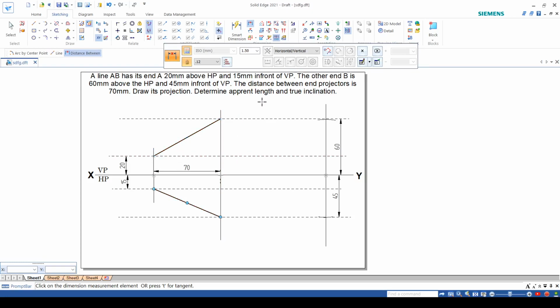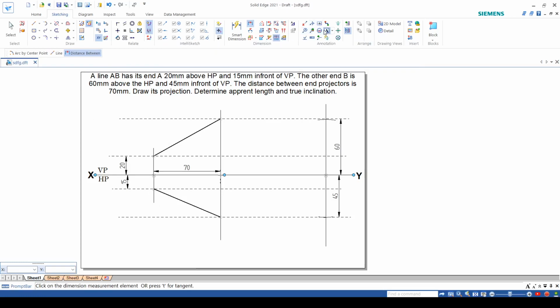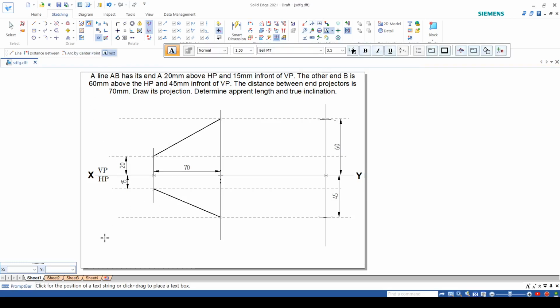It's given as apparent length, and apparent length means the length of the projections. So the length projection of the front view, which is in VP, and the top view, which is in HP. Wait, let me write it. This is the top view, this is the front view.